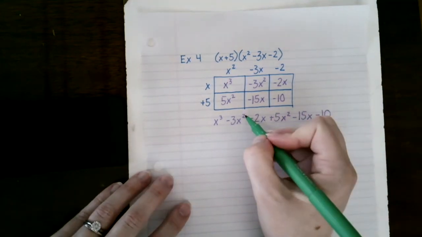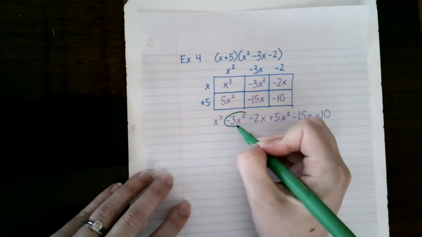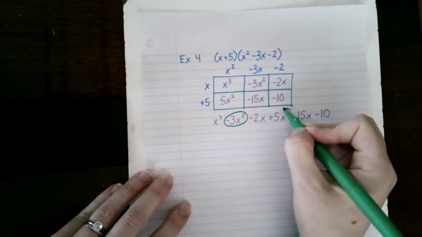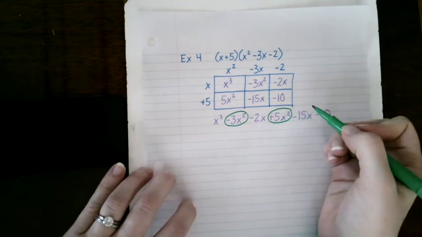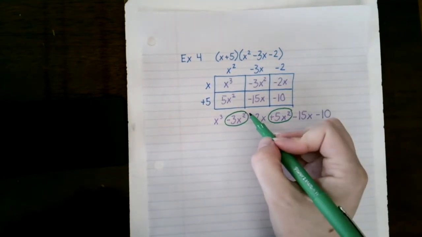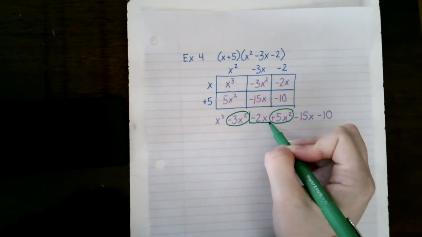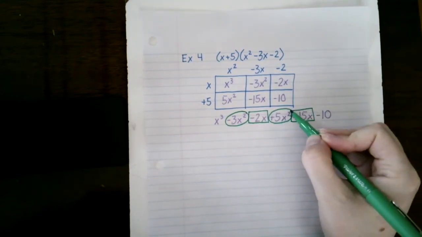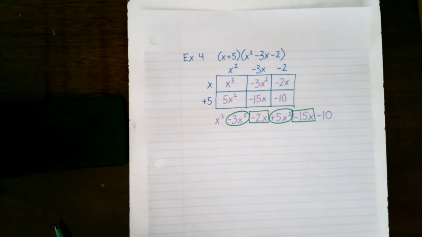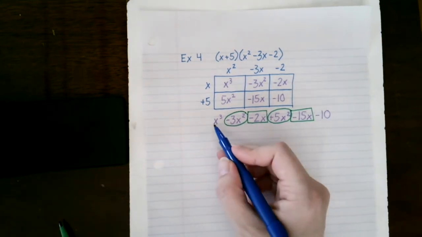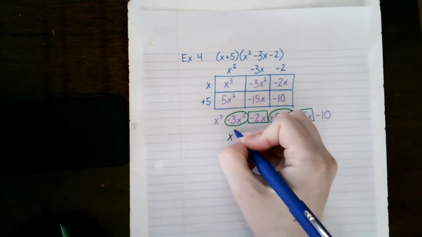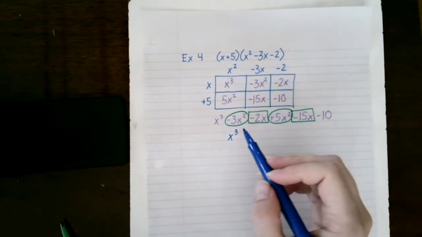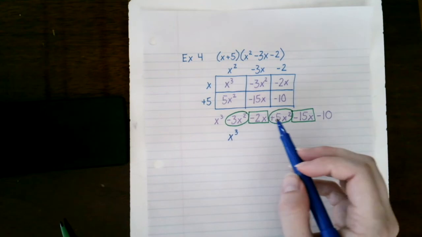So now I have a little bit more combining to do than I had before. I see that this negative 3x squared can combine with a 5x squared. And then I also notice that this negative 2x can combine with a negative 15x. So now let's go on to combining those together so I can get my final answer. So I have an x cubed, nothing combines with that. Next, I'm going to look at my x squared terms.